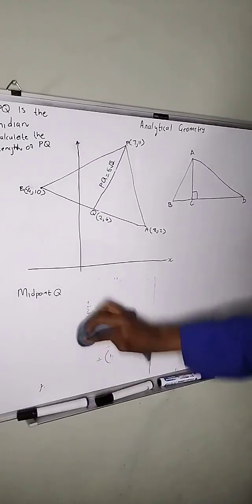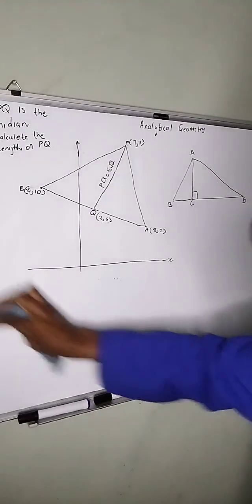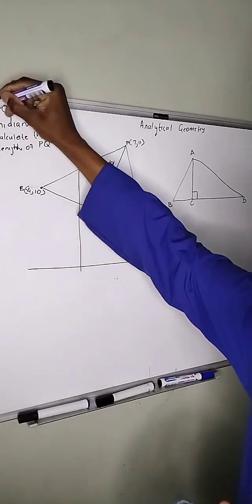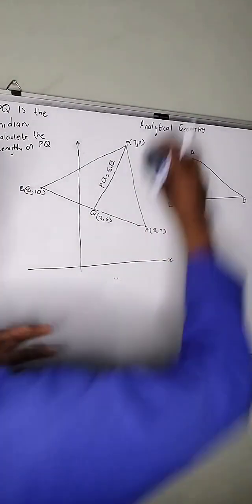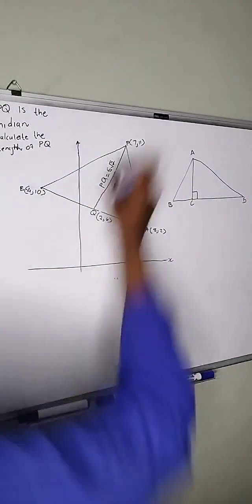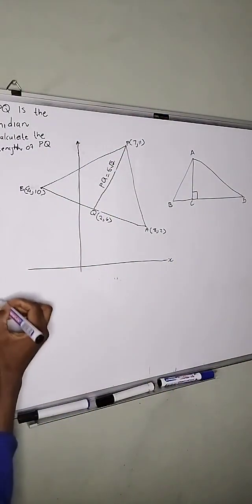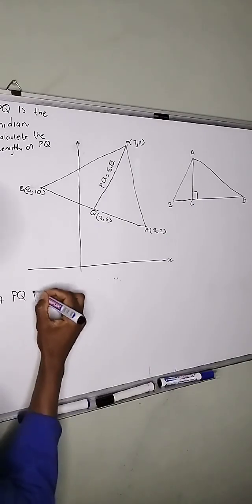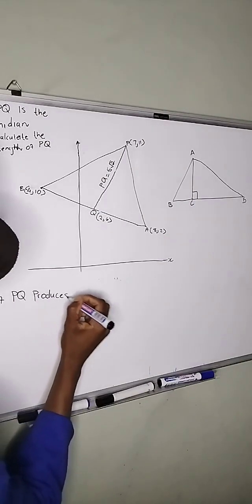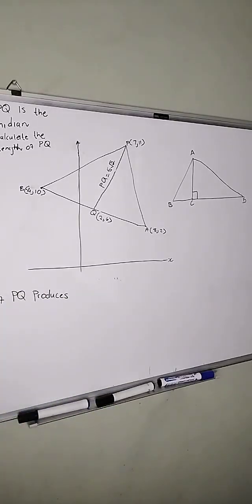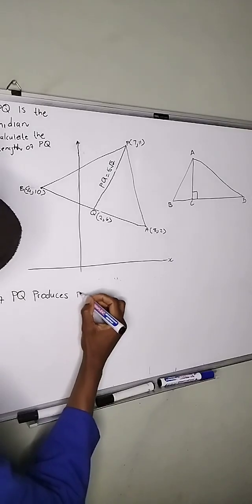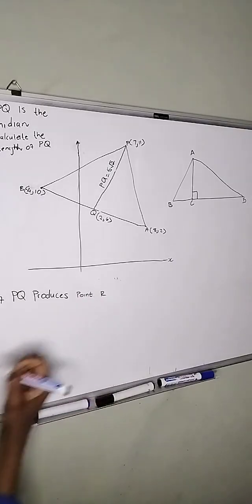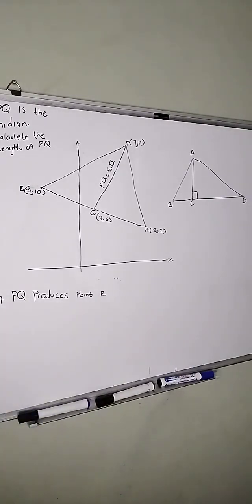I've been waiting for those ones to screenshot, right? Yes. So here's another question. This is the first question. And the second question says, if PQ, let me wipe this. We all know what this is, analytical geometry, because I want to use that space now. They are saying if PQ produces point R. Ne?